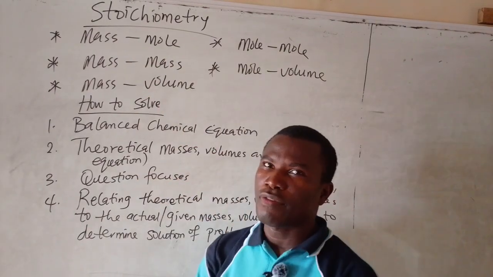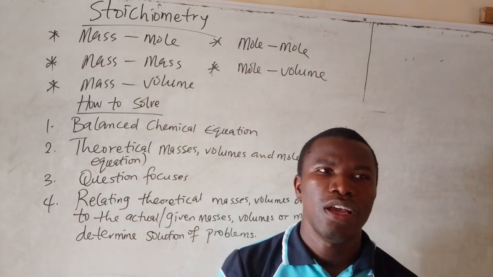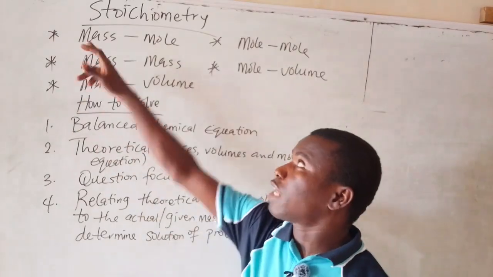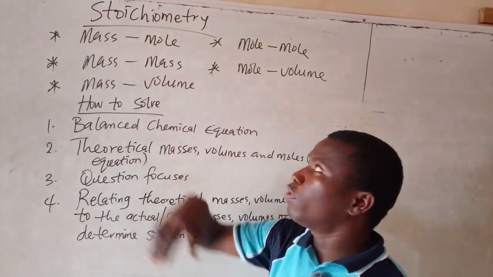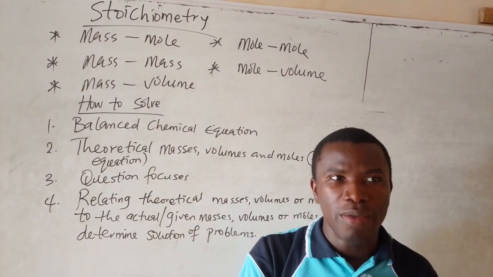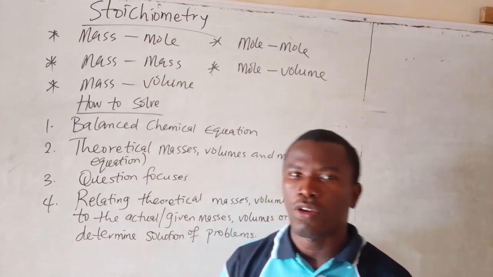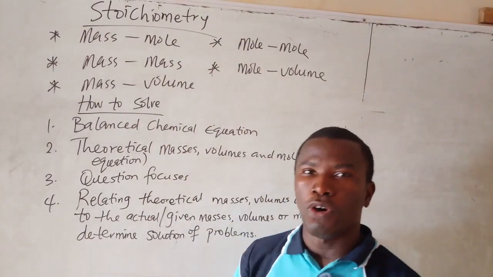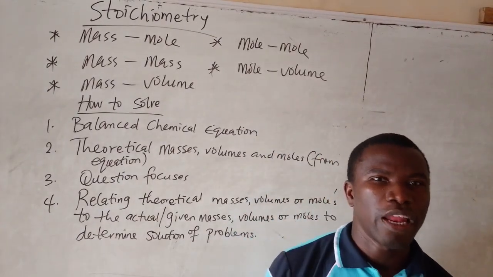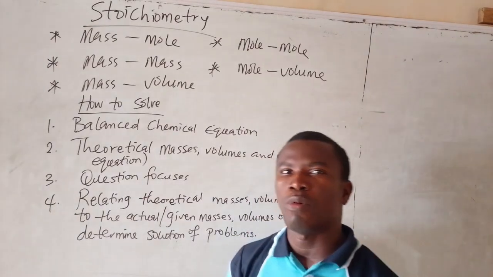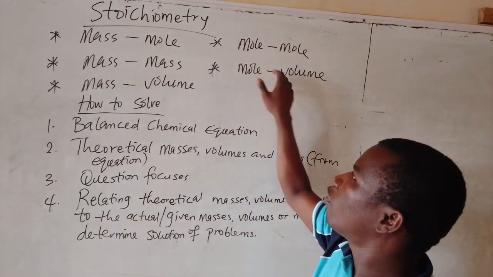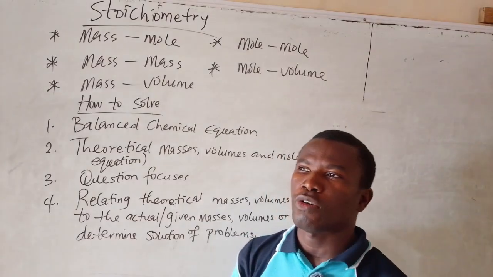You have to calculate where you have the mass of one element given, and you use it to determine the mole of another element. That is mass to mole. Then there's mass to mass, where you use the mass of a given element to calculate the mass of another element. Then you have mass to volume, the same thing. You use the volume of a given element to calculate the mass of another element, or the mass of one element to calculate the volume of another element. Then you have mole to mole, and then mole to volume. These are some categories of stoichiometry.